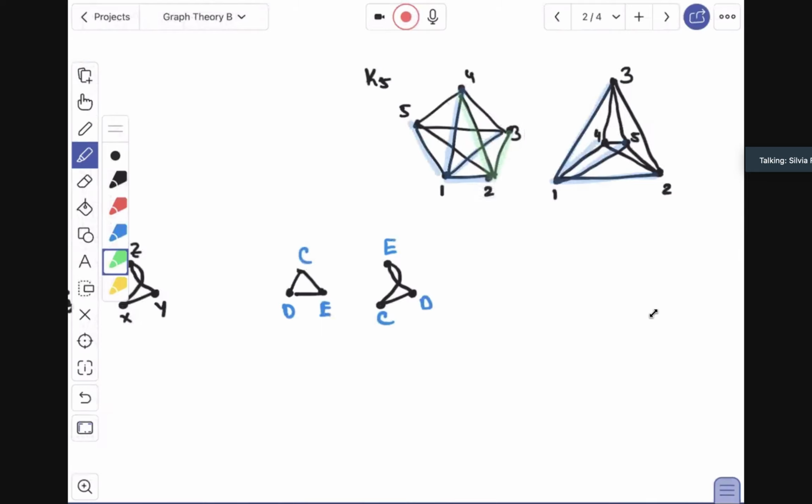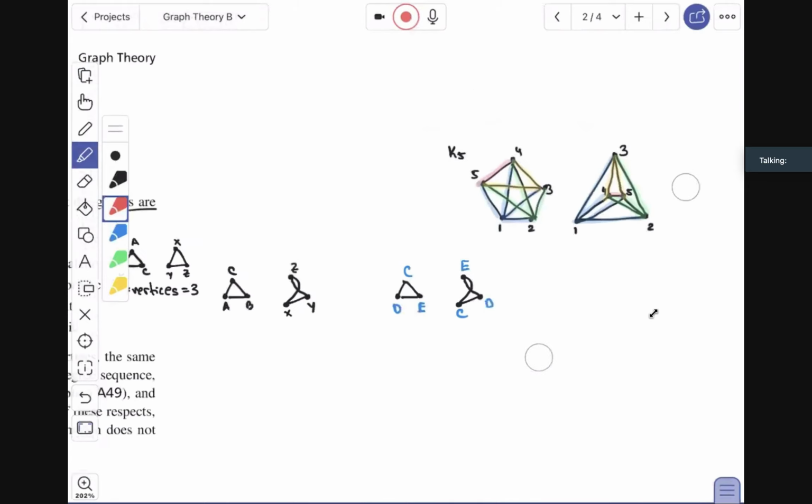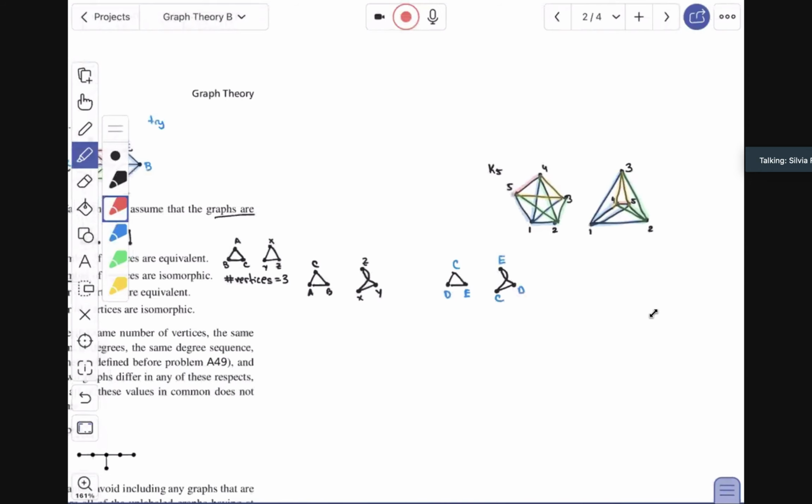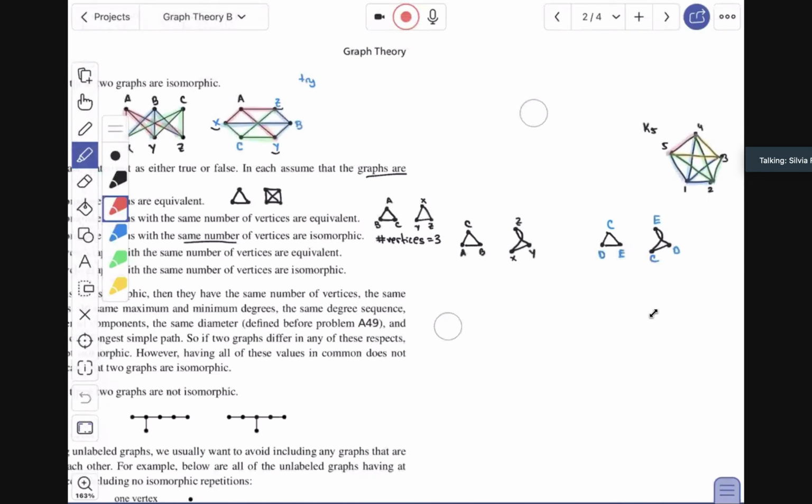3, 4, 5. 2 is joined to 3, 4, 5, and 1, which I already checked. And then I also have 3 to 4, 3 to 5, and I also have 4 to 5. You see? It doesn't matter how many vertices, I will be able to do that. So all of them are isomorphic.